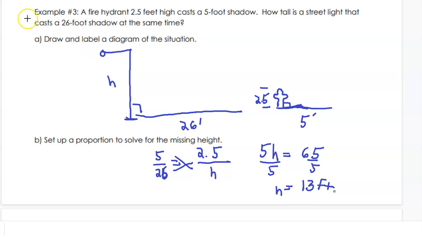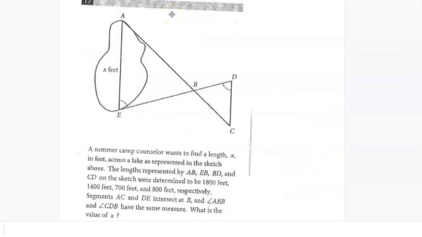Let's take a look at a couple more examples. This is a classic SAT problem, a released problem from one of the SAT tests. It says a summer camp counselor wants to find the length X in feet across the lake as represented in the sketch above. The lengths AB, EB, BD, and CD on the sketch were determined to be 1,800 feet, 1,400 feet, 700 feet, and 800 feet, respectively. The segments AC and DE intersect at B, and angle AEB and angle CDB have the same measure. What is the value of X?